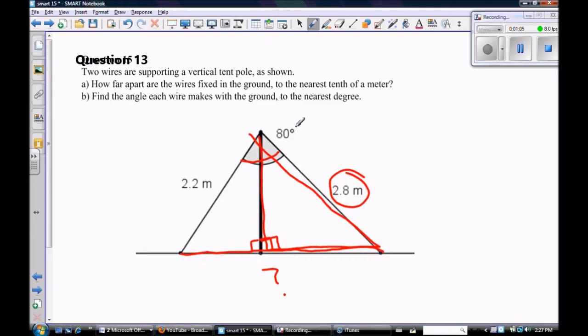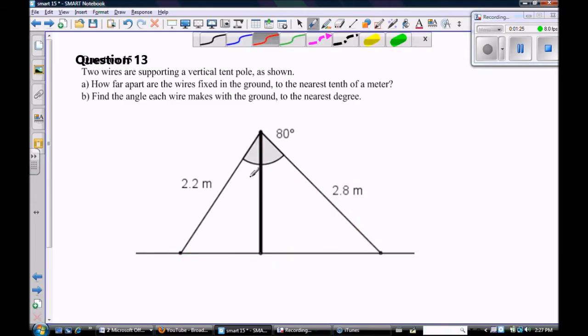I don't know which portion of 80 degrees belongs to this angle, and obviously I can't just say, well, it's half, because that would make no sense since these wires are at different lengths from each other. So therefore, I can't use straightforward trigonometry. So what can we do? Well, we therefore have to use either the sine law or the cosine law.